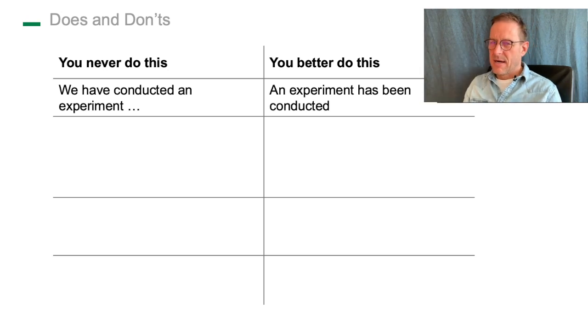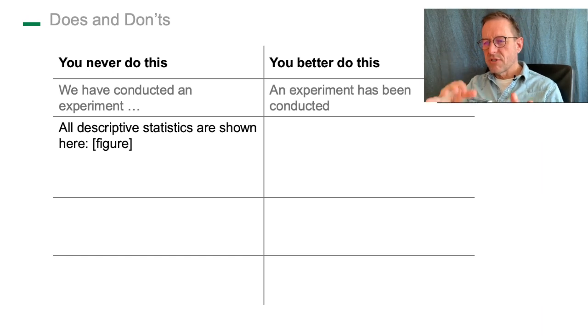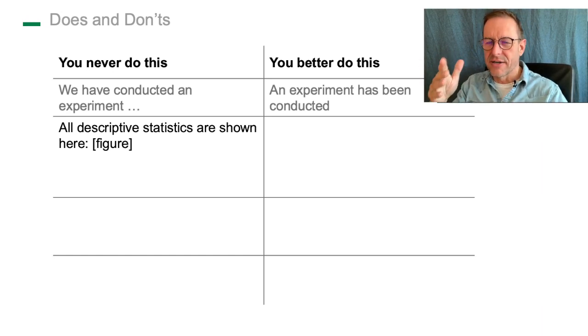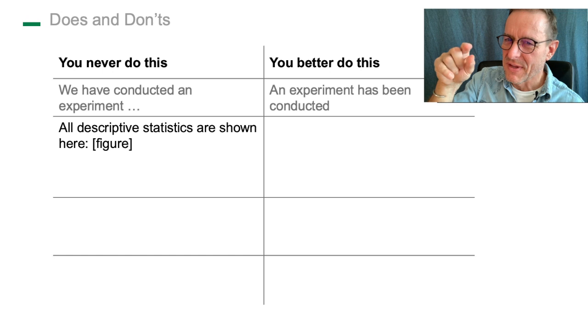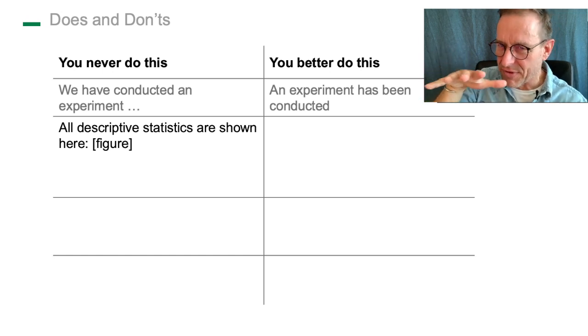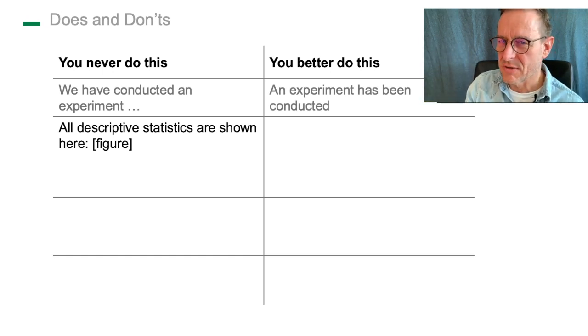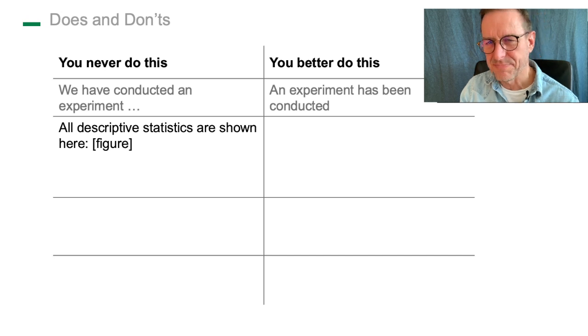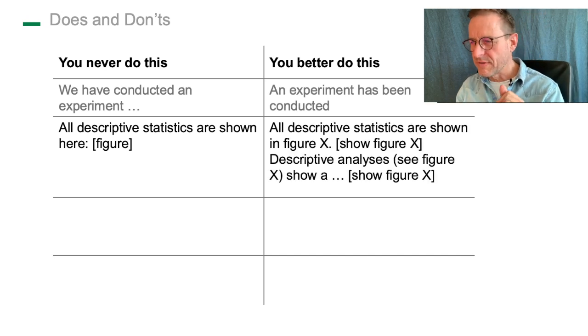Okay. You would never write something like, "All descriptive statistics are shown here:" and then comes the graph or the table. No, you would not do this. You would rather write something like, "All descriptive statistics are shown in figure 7."